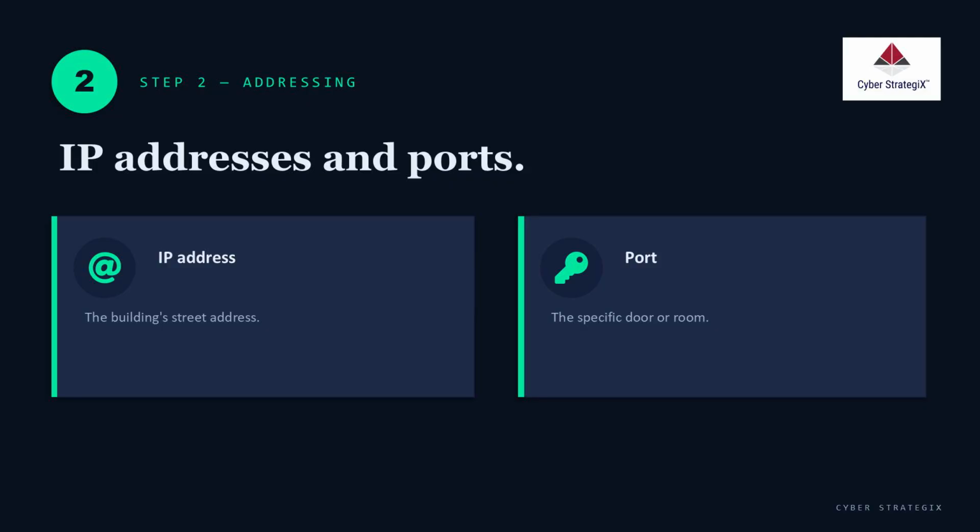To deliver data, the network needs an address. That's the IP address. Think of it as the street address of a device. But a device runs many services at once, so we also need ports. Think of a port as a specific door or room at that address. Web traffic uses one port, email another. When you hear about closing ports or a firewall blocking a port, this is what it means: shutting doors that don't need to be open.